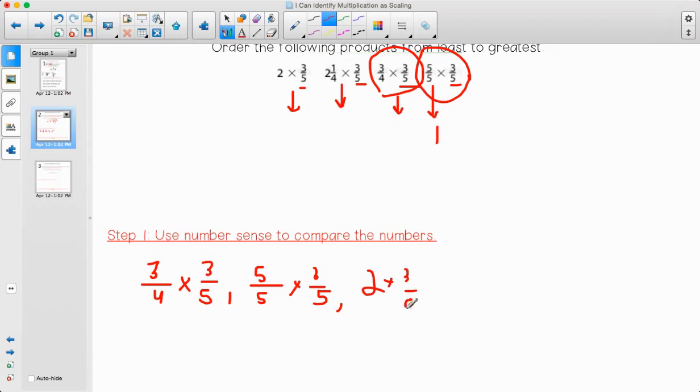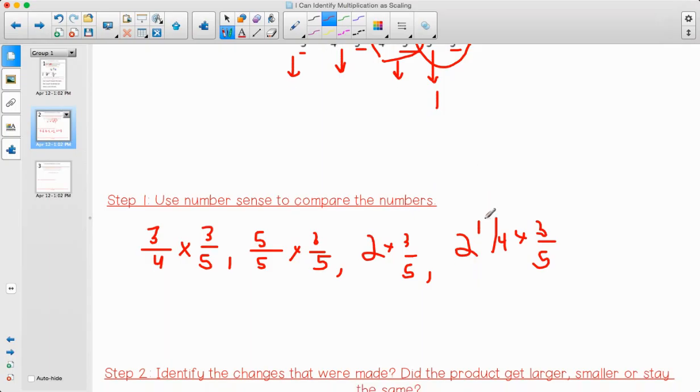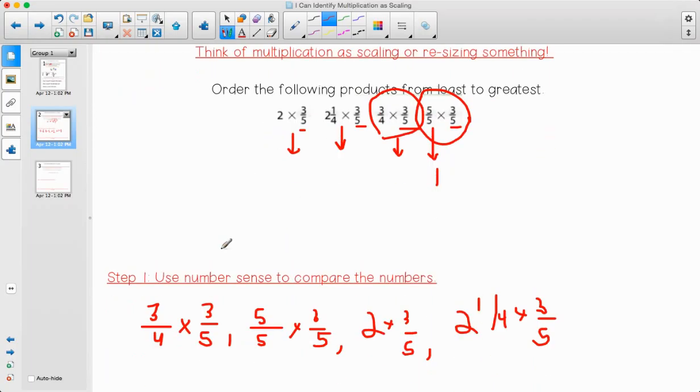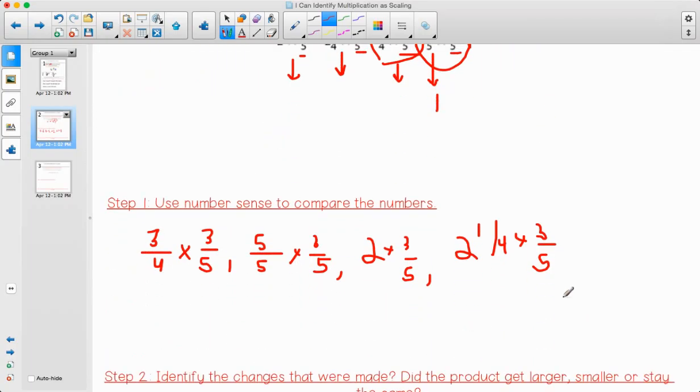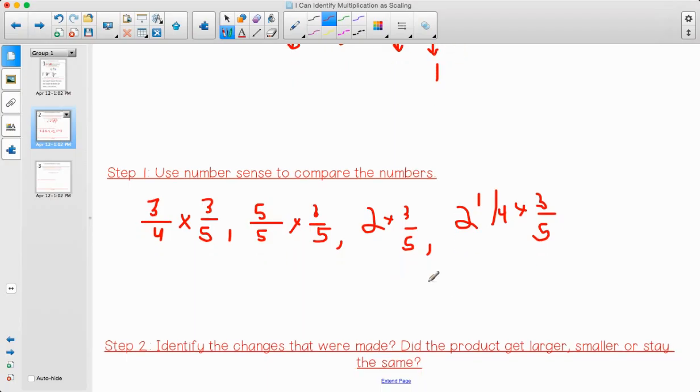Then we have a product that's being doubled, so that should come next, 2 times 3/5. Or we have a fraction that's being doubled. And then we have a fraction that's being doubled and attaching a 4th to it. So 2 1/4 times 3/5 should be my last problem, or my last order. So I multiplied my fraction by something less than 1, exactly 1, doubled, and then doubled plus a 4th. So that's the order that these products would go in from least to greatest. And you could certainly solve these now and see if you're correct and see if the answers do go in order from least to greatest.